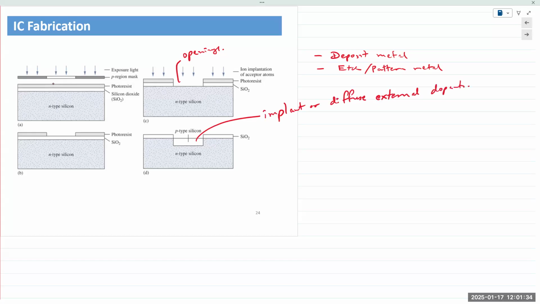Each one of these processes is specific. If you want to create an implant inside a semiconductor material, the process is known as ion implantation. If you want to diffuse it, it's known as diffusion. You create an opening in your semiconductor and you implant or diffuse external atoms in that semiconductor material. Thus, you can create a small section of either a p-type or n-type material inside your semiconductor device.